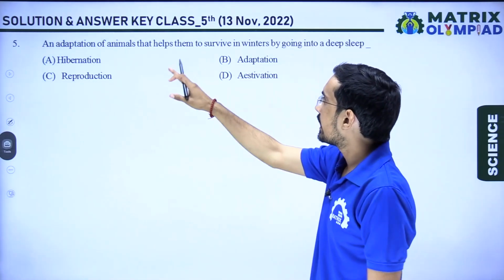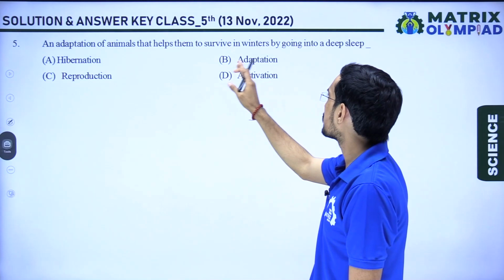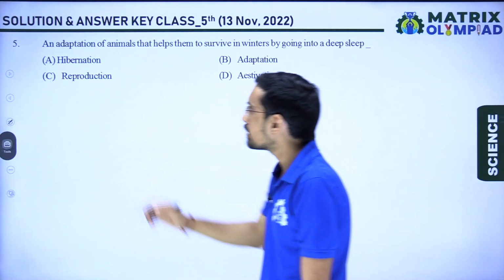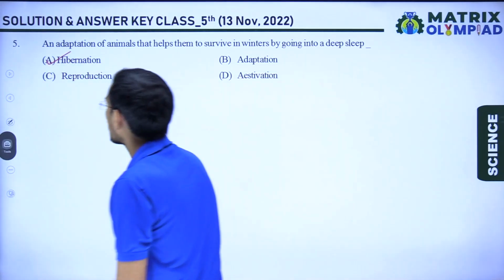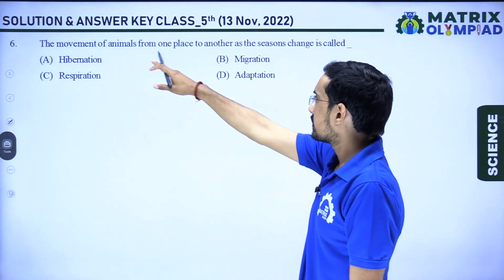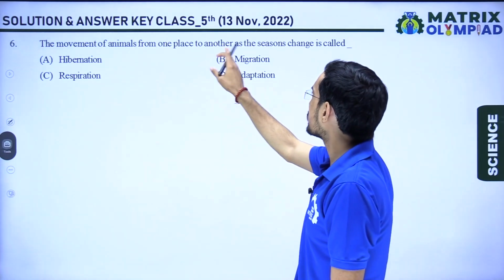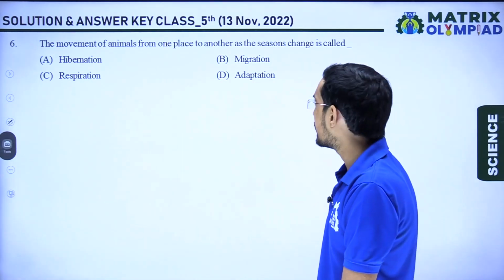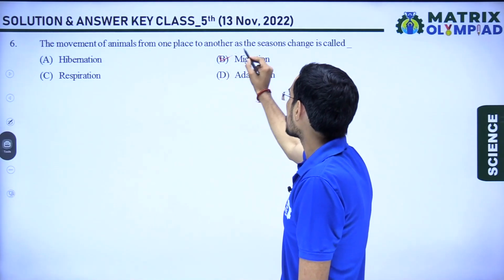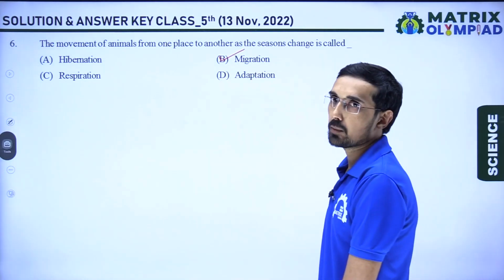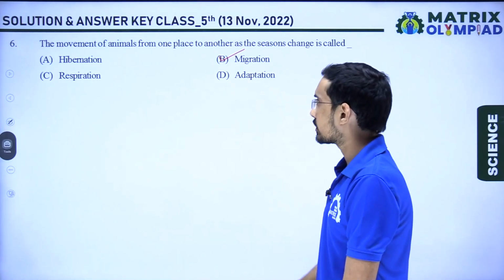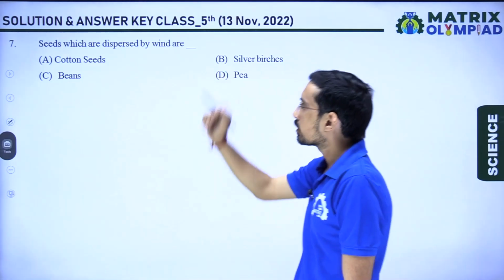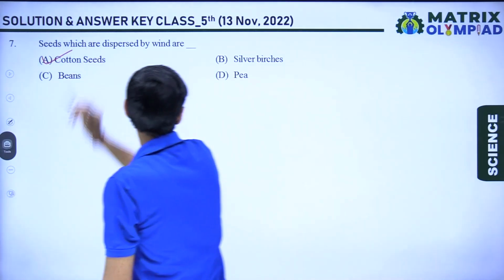Next question. An adaptation of animals that helps them to survive in winters by going into a deep sleep. This process is known as hibernation. So option A will be correct. Next, the movement of animals from one place to another place as the season changes. It is a process which is known as migration, and Siberian birds which came to Bharatpur in winter season is the best example of migration. Next question. Seeds which are dispersed by wind are cotton seeds. Option A is the correct answer.